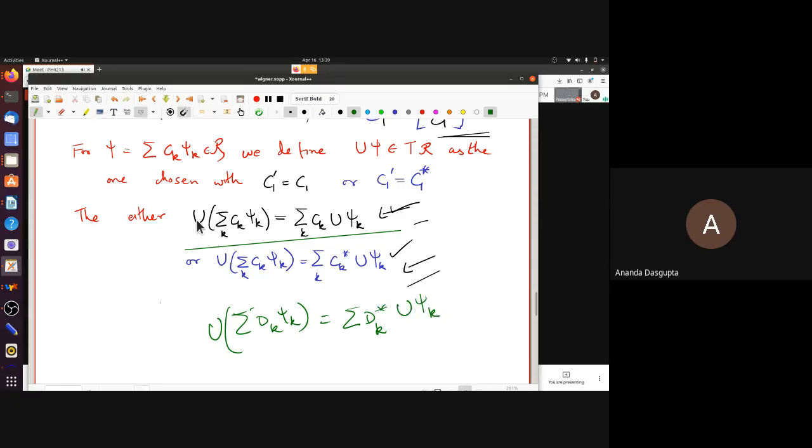So if U does this on ck psi k and does this on sigma dk psi k, of course, for this to be different, the coefficients have to be complex. If the coefficients are all real, you would not be able to tell the difference between this and this. But if the same U did this and this for different sets, then would it be linear or antilinear? Or what would it be?